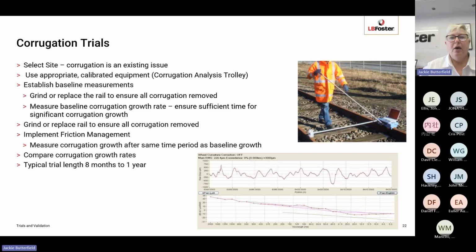And hopefully over the same time period, or the same gross tonnage passed, as the baseline growth measurements. And that gives you an easy comparison. So then you can compare the growth rates and assess whether the friction management has been effective and how effective it is. Typical length of a trial for corrugation tends to be a bit longer, so it tends to be 8 months to a year. If you have extreme corrugation growth, very rapid corrugation growth, then you could probably do that quicker.